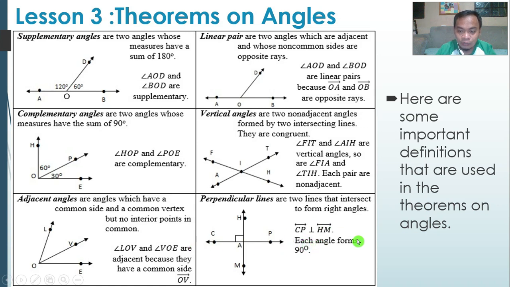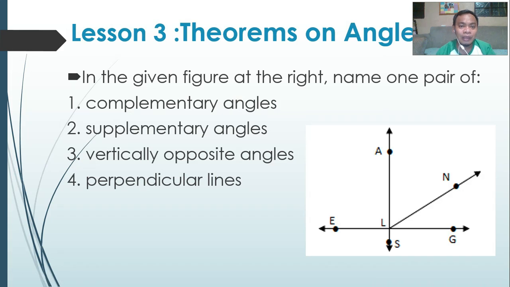Each angle forms 90 degrees. If this one is 90 degrees, then this one is also 90 degrees, and this one is 90 degrees, and this one also is 90 degrees. Okay, so that's it. Then we have a continuation for our lesson 3.